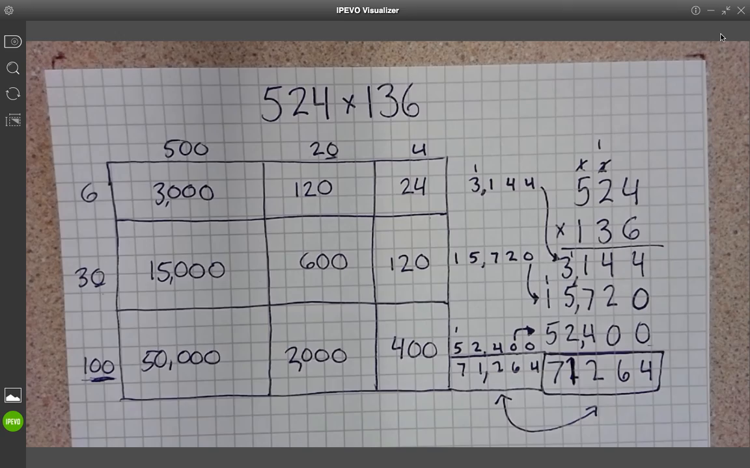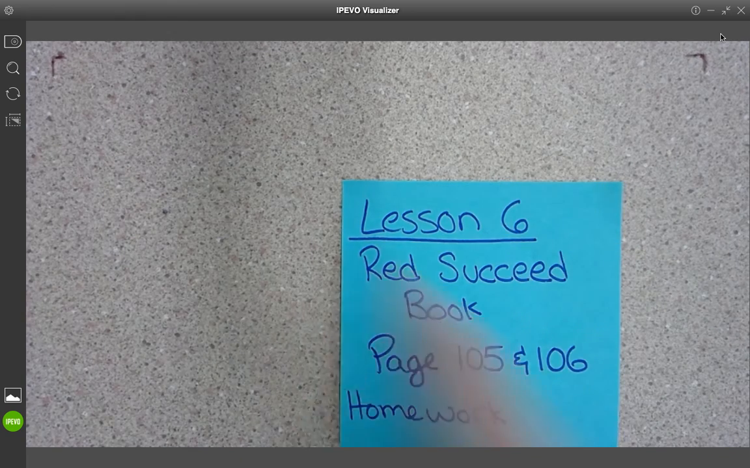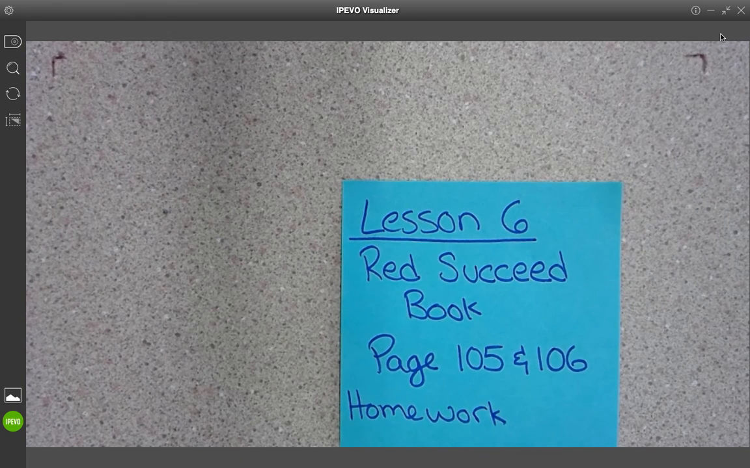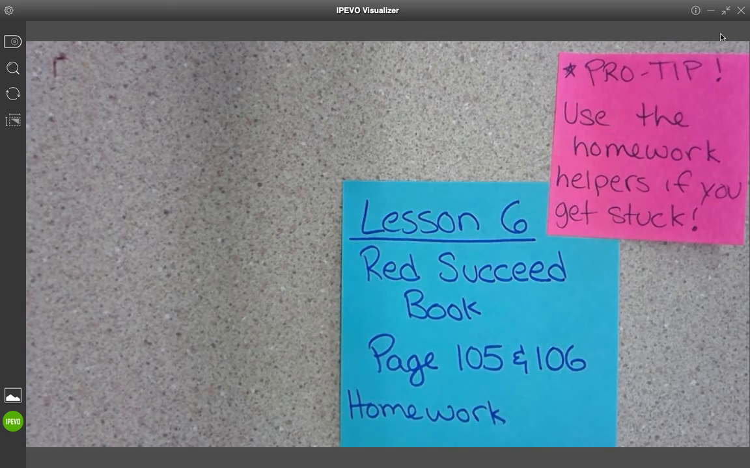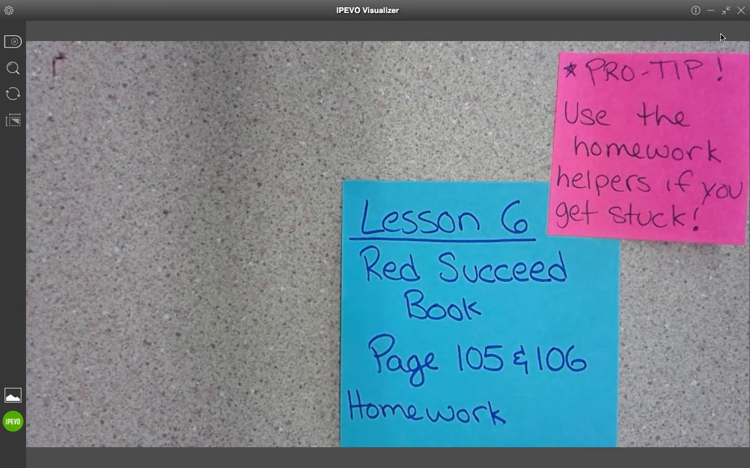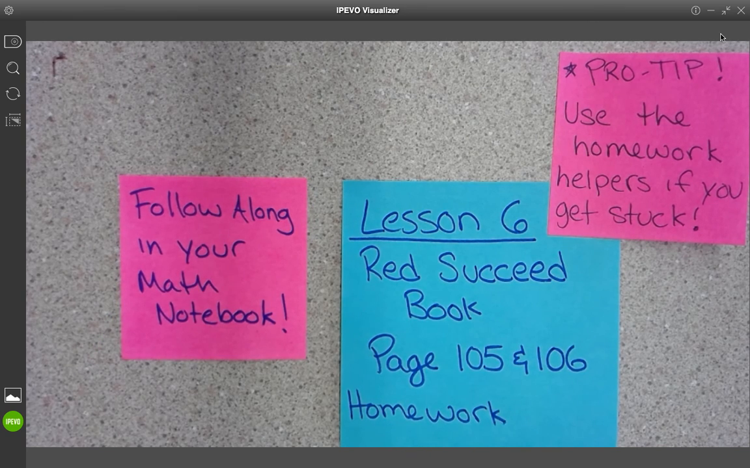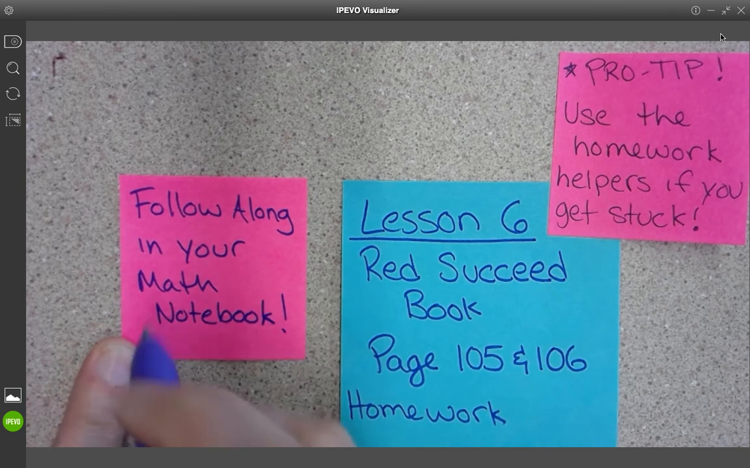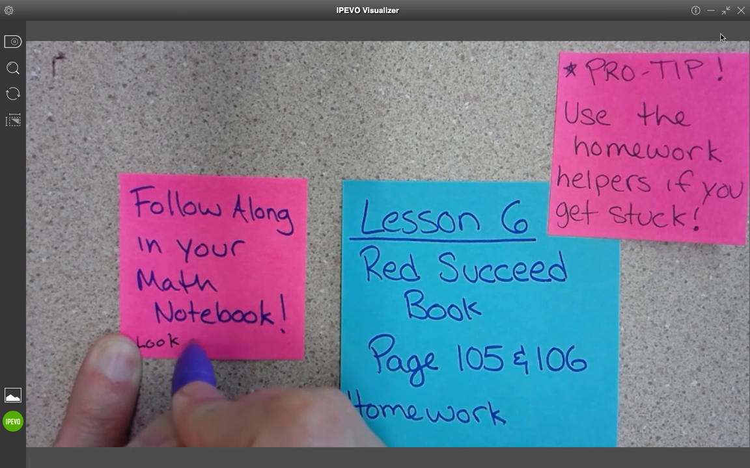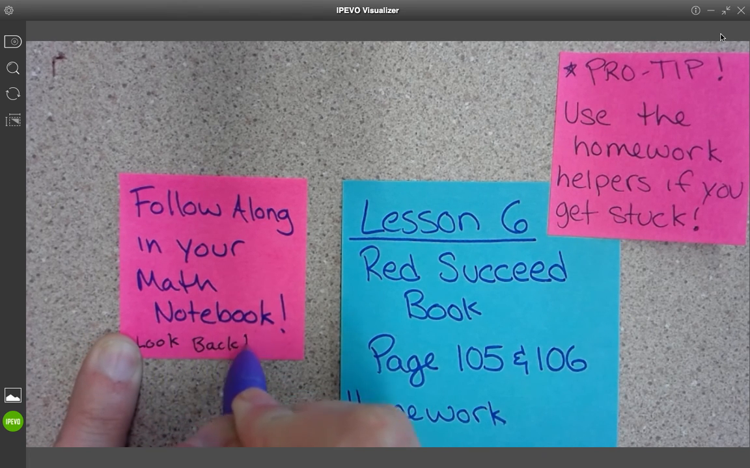All right. So now your job is to go into your red Succeed book. On page 105 and 106 are problems just like this for you to do for homework. Pro tip, use the homework helpers if you get stuck, or since you are so smart and followed along in your math notebook, you can look in here. Look back at your own notes. All right.